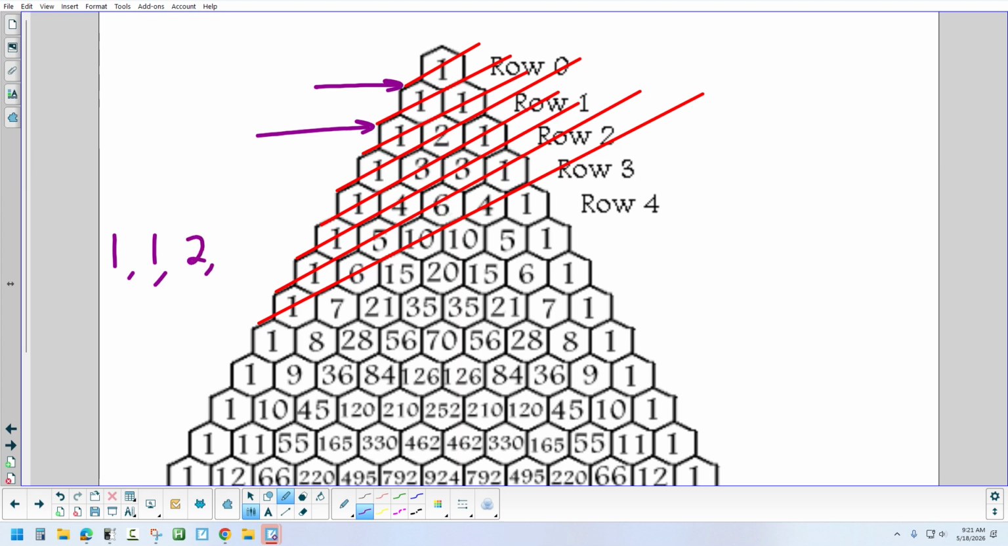The next row, you would add up a 1 and a 2. That would give you a 3. And then a 1, a 3, and a 1. That'd give you a 5. So that's just an example of where you see the Fibonacci sequence looking at those diagonals.